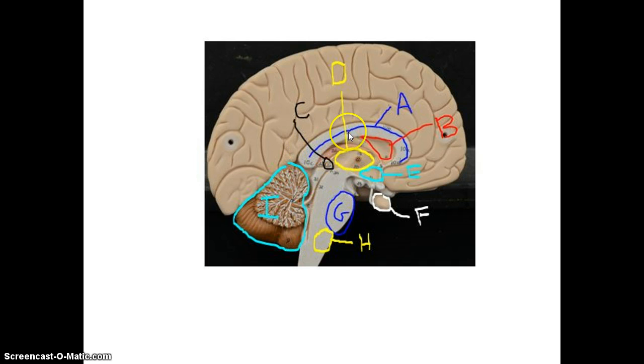One more time: the corpus callosum, the lateral ventricle, the thalamus, hypothalamus, pituitary gland, pons, medulla oblongata. Behind the thalamus is the pineal gland, and then you have the cerebellum.